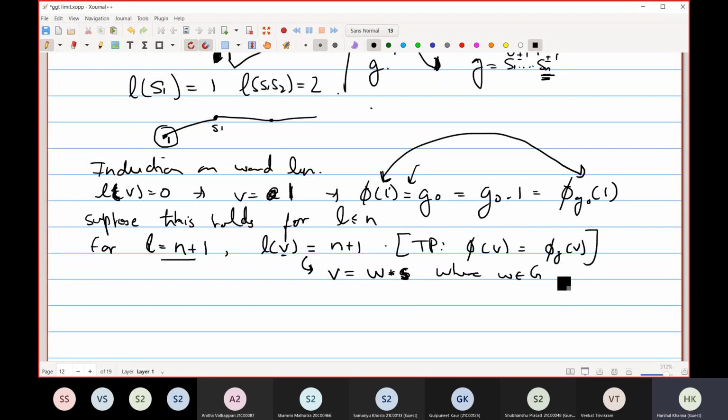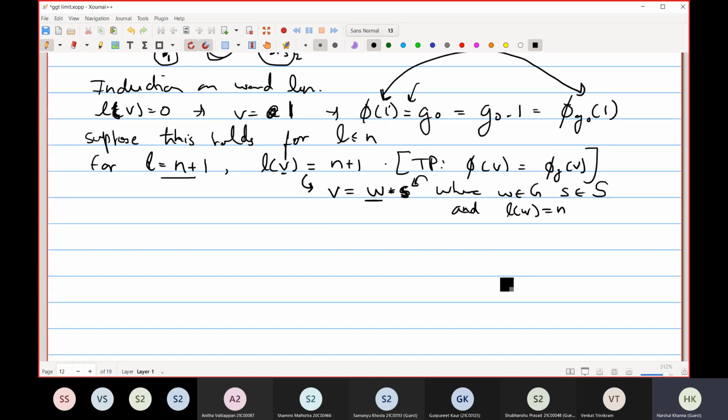This is just a group operation, and S belongs to your generating set, and the length of W is equal to n. So this has length n, and since we are multiplying by one element, this corresponds to going from S1 till S1 S2. So this was your V. This was your W, and the edge label would be your S, right? So V is of the form W into S, where W belongs to G, S belongs to your generating set, and the length of W is equal to n, right?